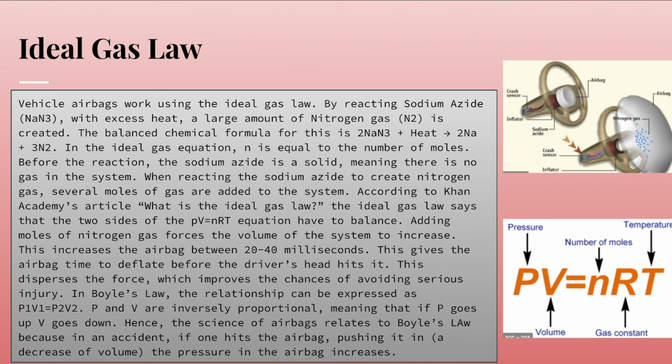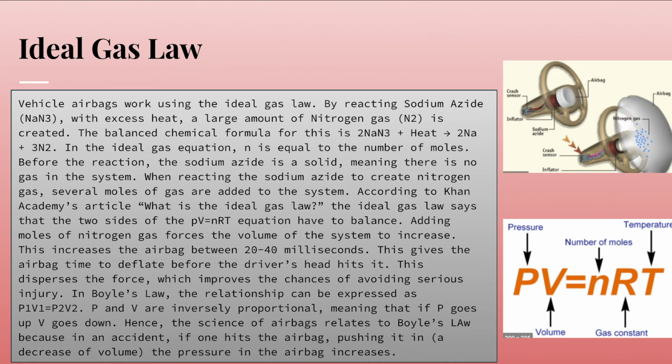My third slide has a lot of important information on it. Vehicle airbags work using the ideal gas law. By reacting NaN3 with excess heat, a large amount of N2 is created. The balanced chemical formula for this is 2NaN3 plus heat goes to 2Na plus 3N2. In Boyle's law, the relationship can be expressed as P1V1 equals P2V2. The science of airbags relates to Boyle's law because in an accident, if one hits the airbag pushing it in, which is a decrease of volume, the pressure in the airbag increases.